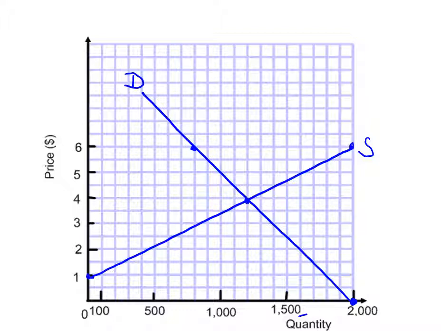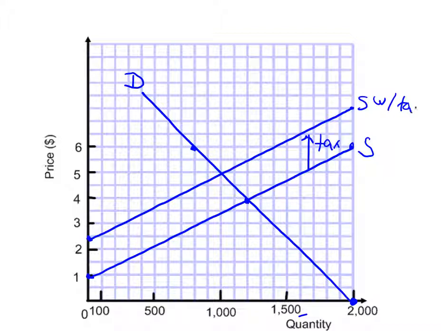We're going to take 2 extreme points to do that, so I might as well use the beginning point and the end point since they fit nicely on the grid, and shift that up by 3 points. I'll take the initial point where it meets the y-axis and shift it up by 3 points. I'm going to connect those 2 dots. We've shifted it upwards by the amount of the tax. We're going to call this S with tax.